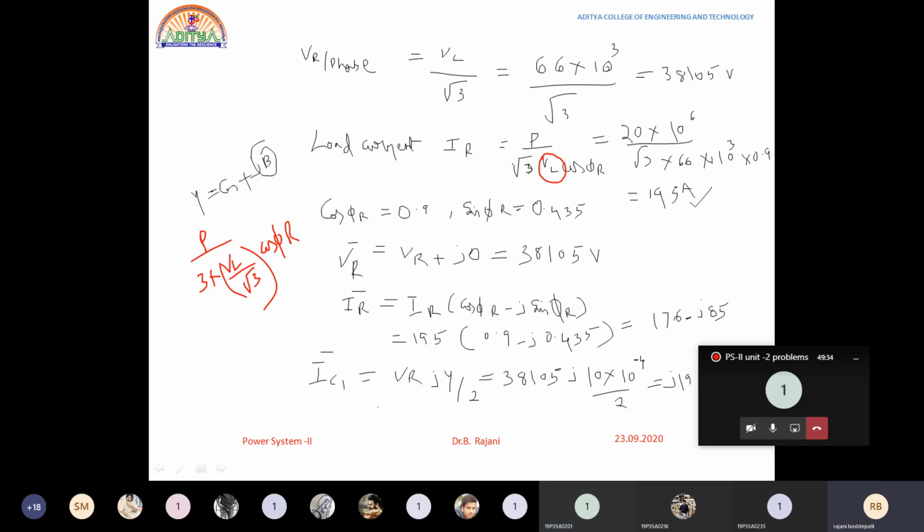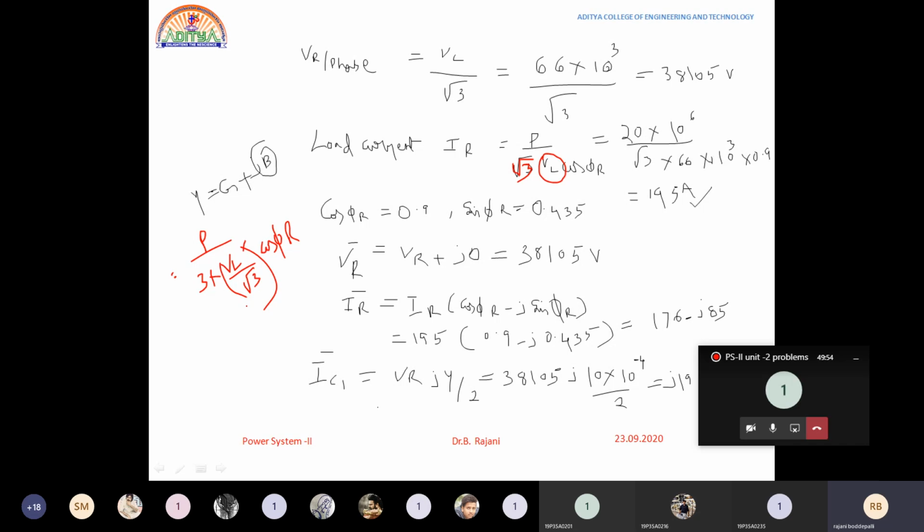If at all you put root 3 straight away, you have to do like this only. That's what I am telling. Please listen to me carefully and get cleared. If at all you put like this, then you have to do by root 3. This will be nothing but the phase value. P phase is equal to VL by root 3.